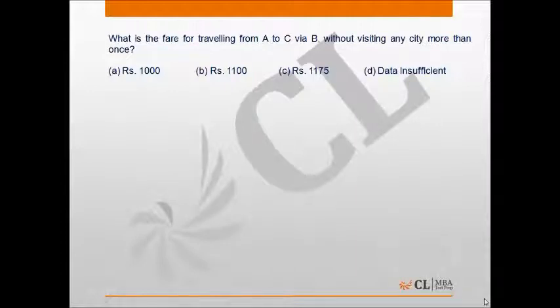The first question is asking what is the fare of traveling from A to C via B without visiting any city more than once. Simply, it will be the fare of traveling from A to B, which we have already calculated as 600, plus the fare of traveling from B to C, which is 575, which means the total fare for traveling from A to C via B will be rupees 1175, which is answer C.